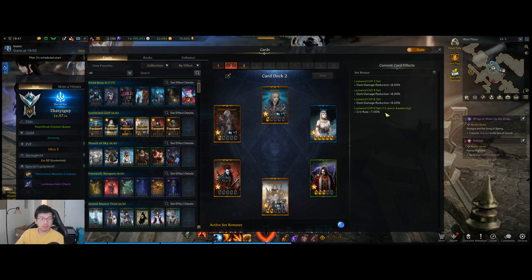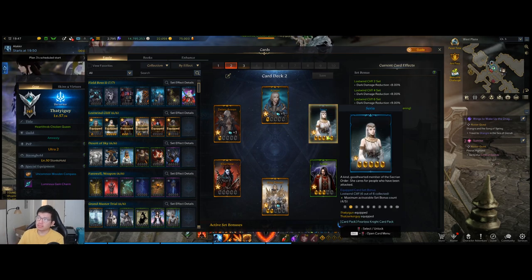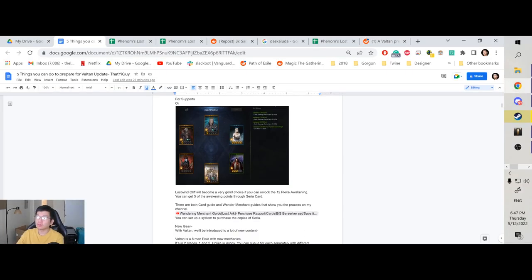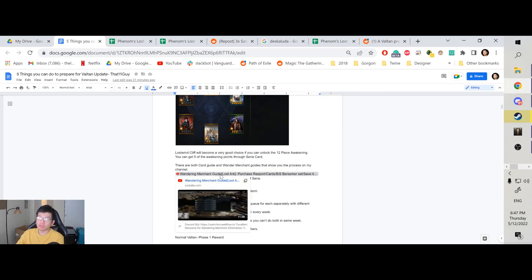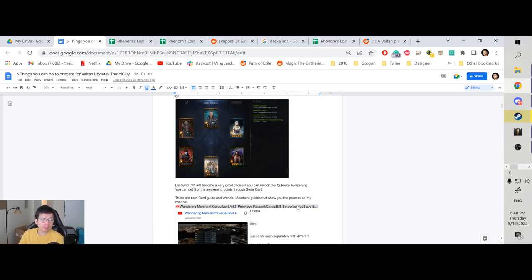And having the Lost Wind Cliff 12-piece awakening will give you more crit rate, which is going to be really good. If you are missing just Syria to complete the awakening, you could follow my video on the Wandering Merchant, how to set up the Discord to get report items, to get card copies for Awakening. And I have a separate card guide that covers how you can get your first copy of the other cards by doing achievements and everything else.